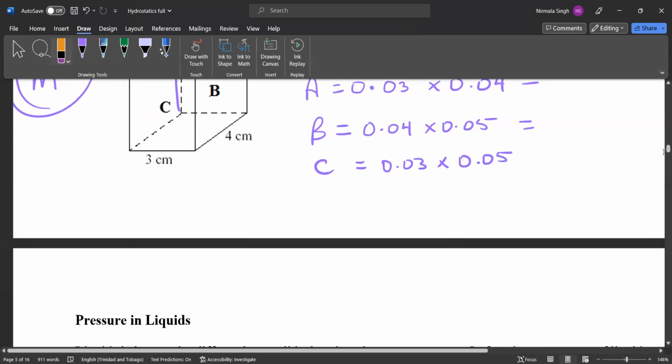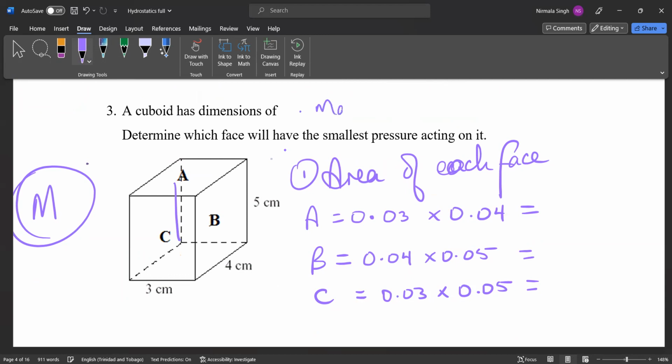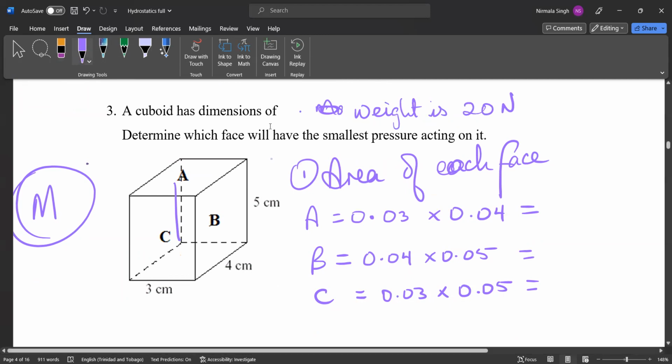So you work out your areas for each one, guys and gals, and you will tell me which one will have the smallest pressure. Let me just give you the mass. It has 20 newtons. I'll put the correction on the board, on the handout. All right, so you all can give these a try.